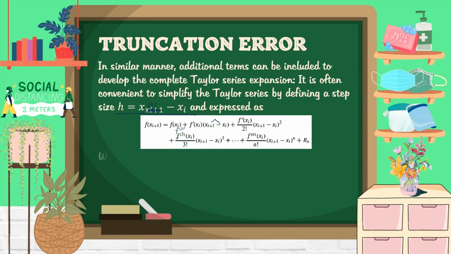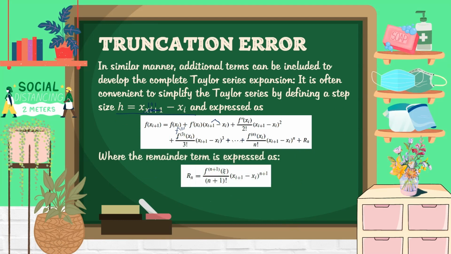Continuation. Where the remainder term is expressed as R sub n, the (n plus 1)th derivative of the function at xi, so if I'm not mistaken, this is read as f of xi all over n plus 1 factorial multiplied by xi plus 1 minus xi raised to n plus 1. Or simply, you can change this into h. Xi is a value of x that lies between xi and xi plus 1.